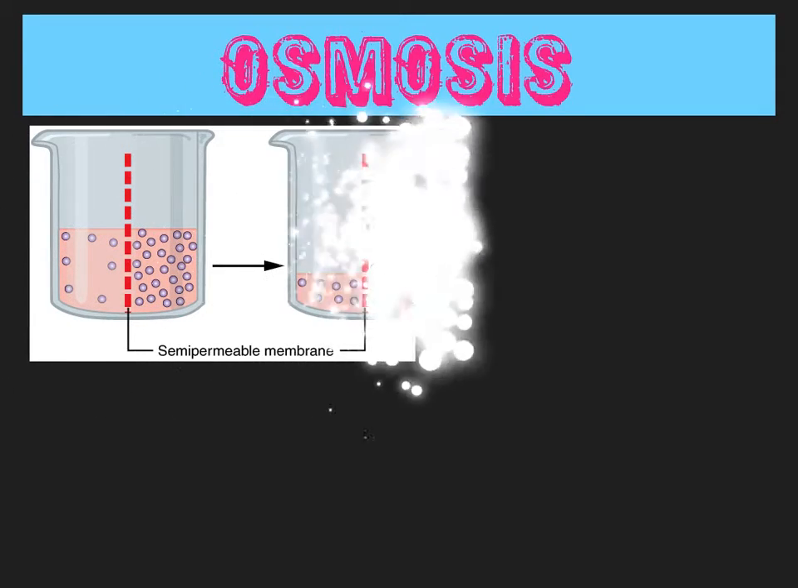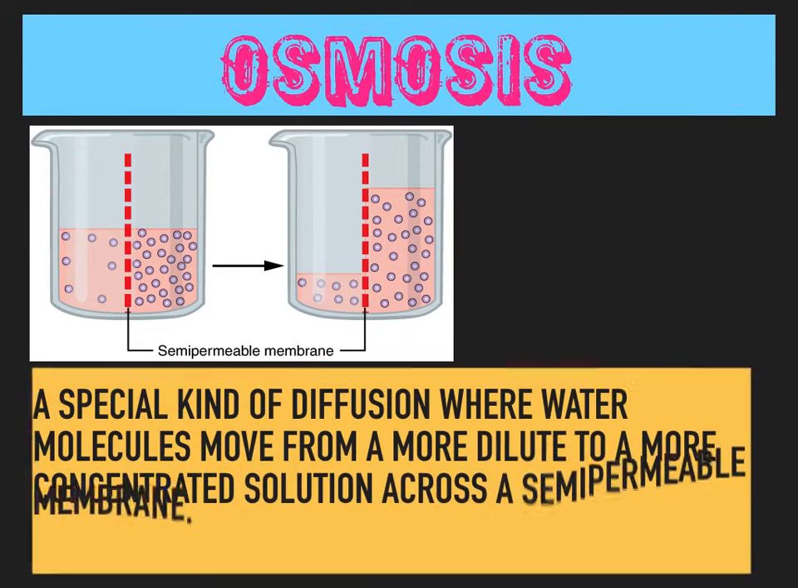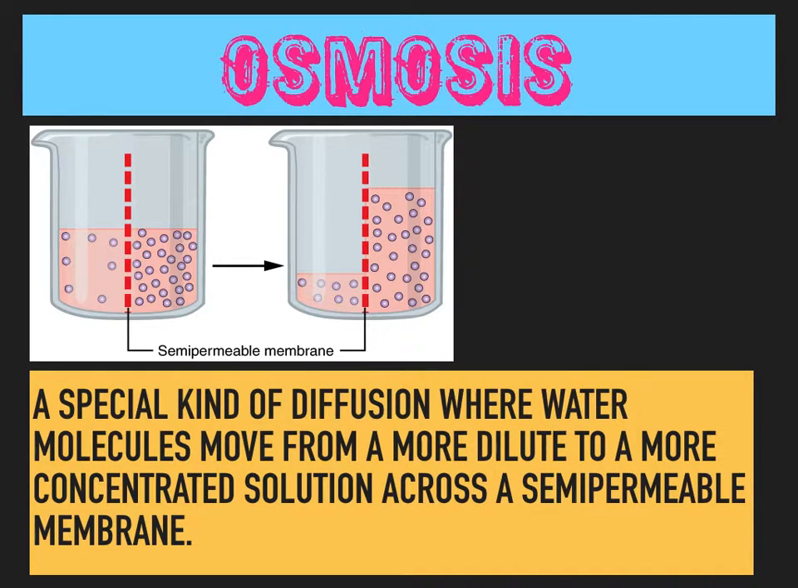The next transport process is osmosis. Osmosis can be thought of as a special kind of diffusion. It's always the water molecules which move rather than whatever's dissolved in them, so the solvent molecules are the things which are moving. In contrast to diffusion, it always happens across a membrane.